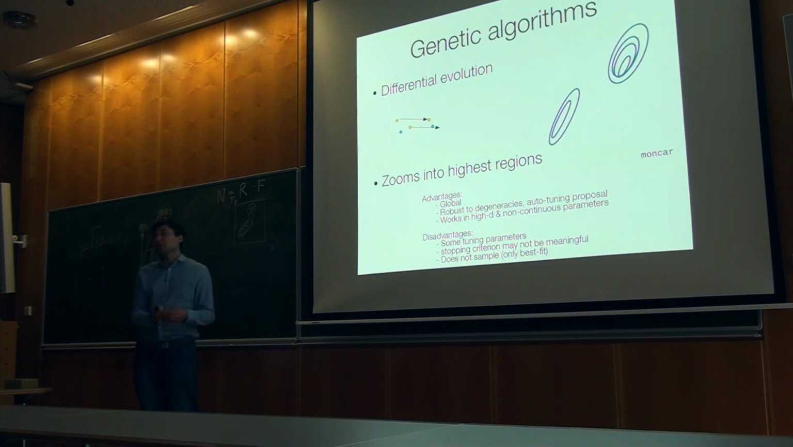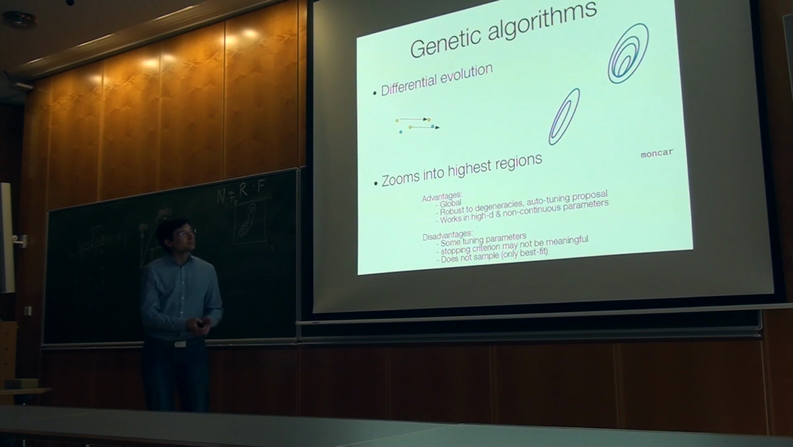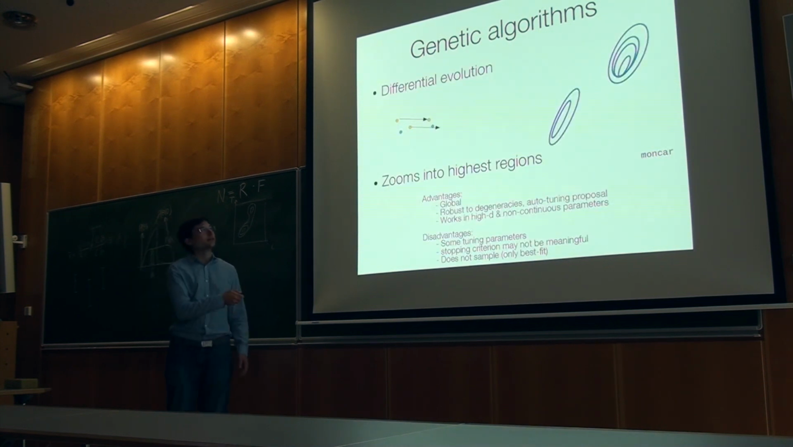And again, similar to Goodman-Weare, the idea is that if your population lies in a very correlated space, then it will preferentially propose in that direction, and less far in the other direction. So it kind of learns about the structure of your problem. And the nice thing is, because of the selection step, where the farther away points always die off, it zooms into the region with the highest fitness function. And that's implemented as Moncar in Sherlock.